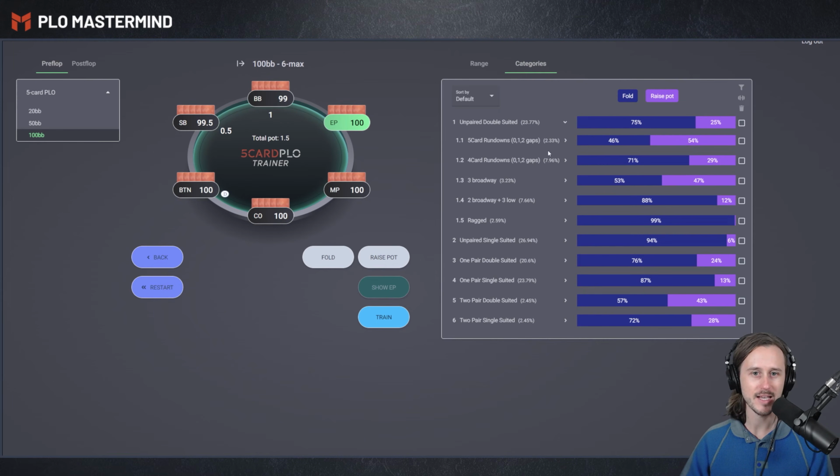So we created, as mentioned, different levels. The top level you saw. If we go to the second layer, basically, we are breaking down the top level. So category 1, the unpaired double suited hands.